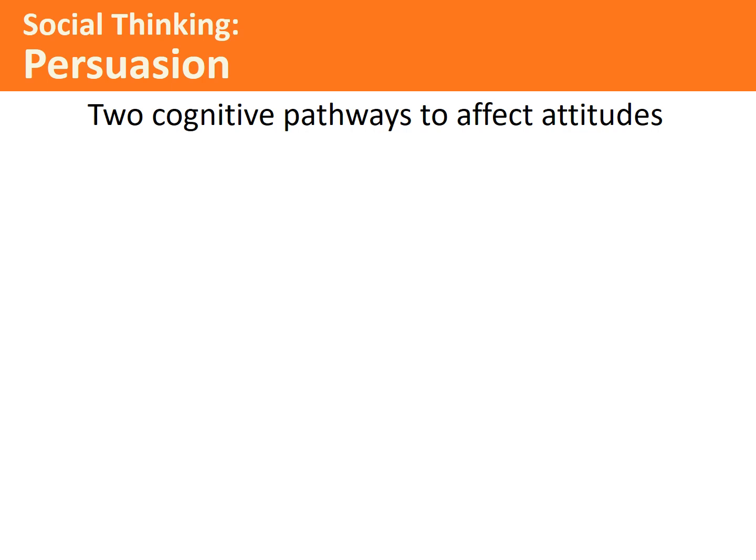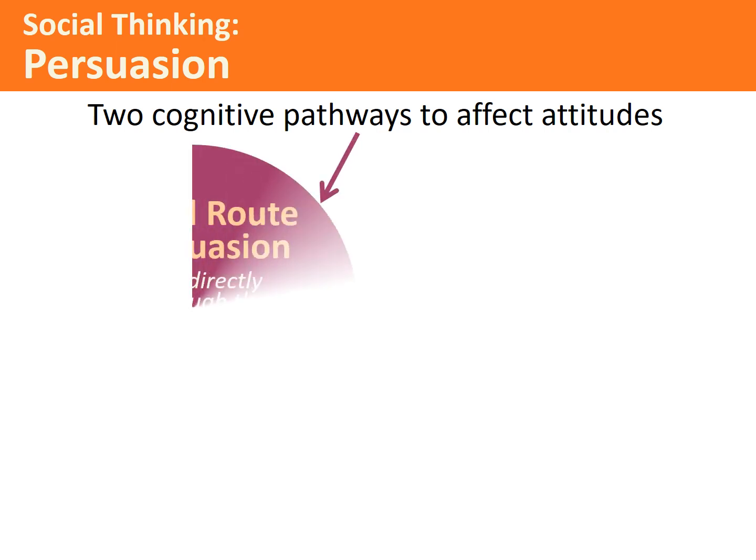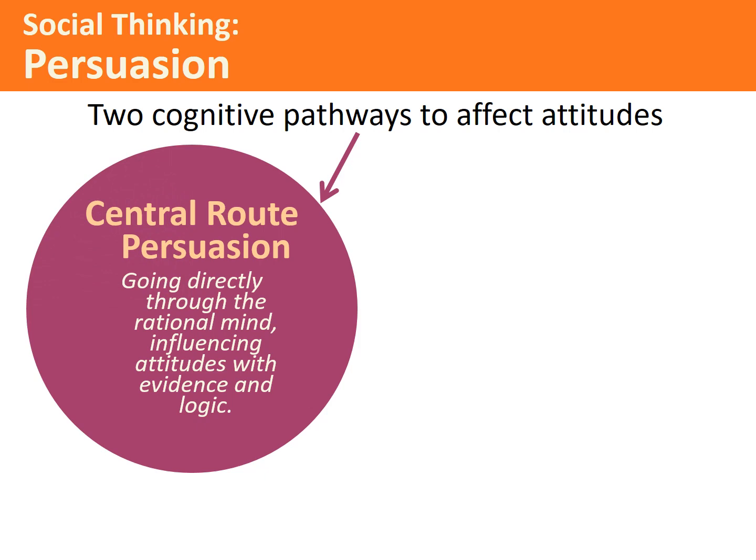One way to change your attitude is through persuasion. And there are two pathways that affect attitudes, two ways to persuade someone. The first one is the central route to persuasion. This is being rational with someone, making a rational argument, providing logical evidence and details and data.